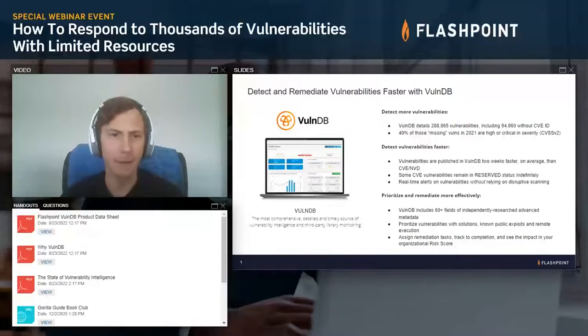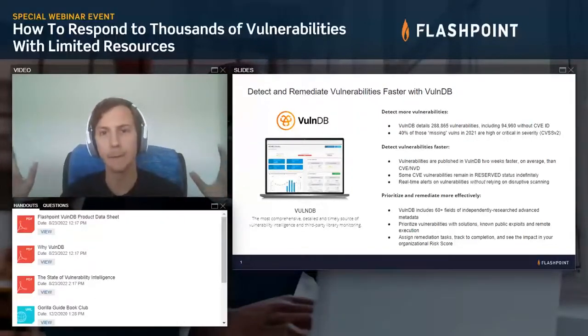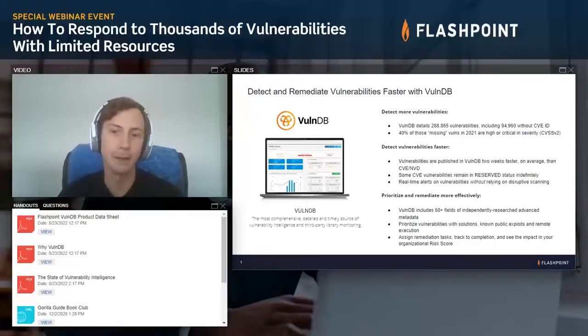But first, I want to summarize VulnDB as a whole. I want to scope out of just the first half of the year and talk about what's really in VulnDB. So first of all, there's nearly 300,000 vulnerabilities in our database, and that's a lot. In fact, when we talk about how to respond to thousands of vulns with limited resources, the first thing you don't want to hear is that there's actually more vulnerabilities than you even knew about in the first place.